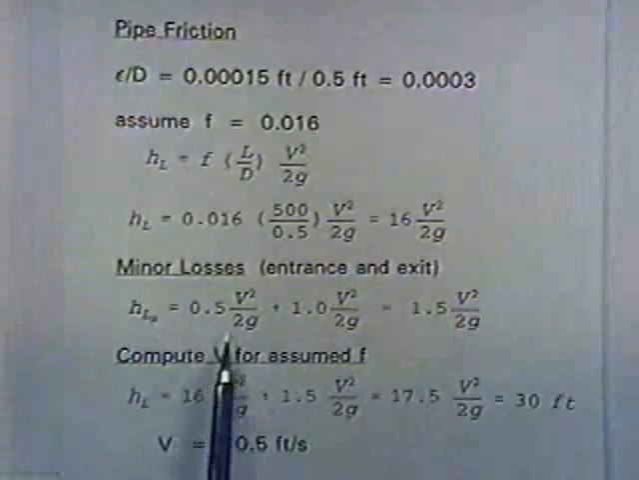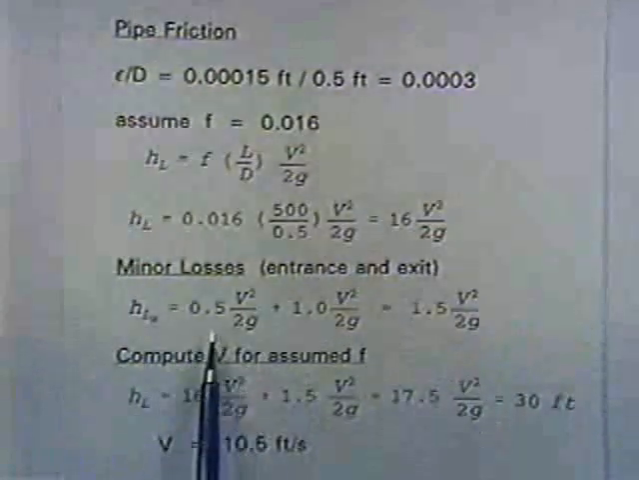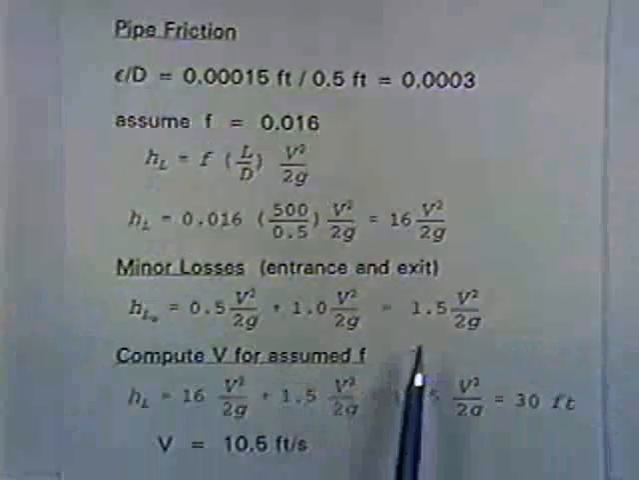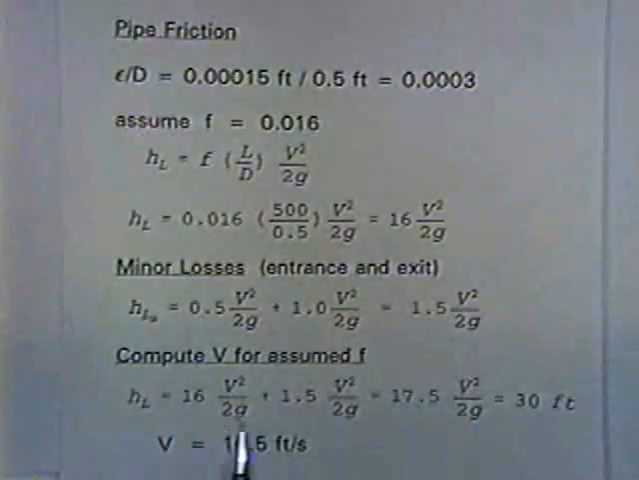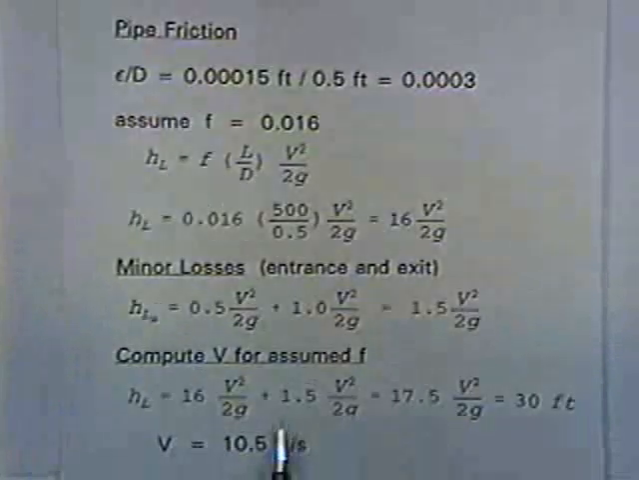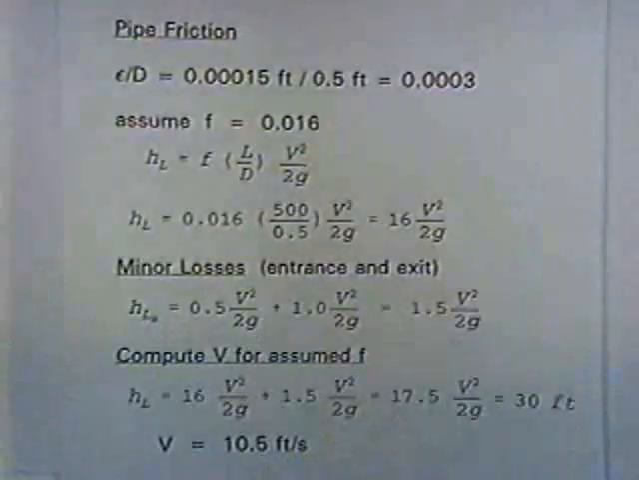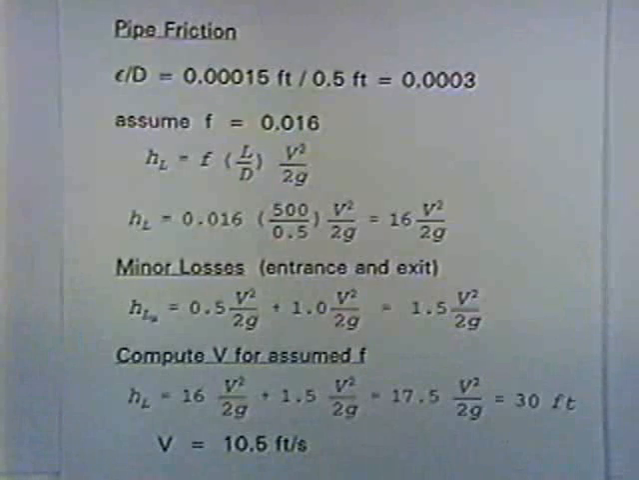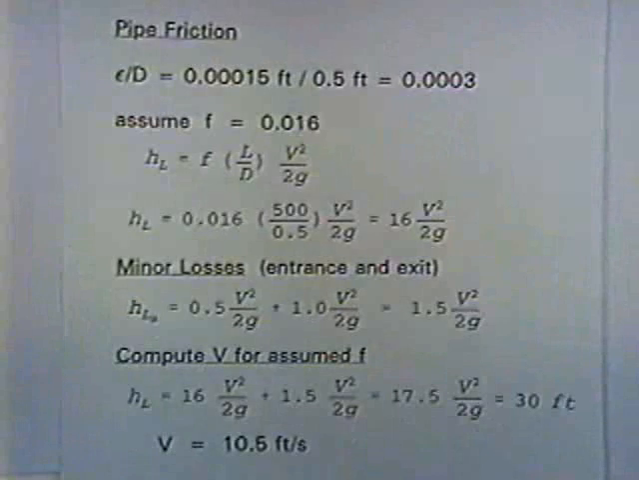And then the table tells us that for a square-edged entrance, the loss coefficient is 0.5, and we're using that. And so that tells us our minor losses are 1.5 times the velocity head. So when you add the losses in the pipe, 16 times velocity head, plus the minor losses, 1.5 times velocity head, you get 17.5 times velocity head. And we already know that's 30 feet, the difference in water surface between the two reservoirs. Everything in that equation we know; acceleration of gravity is 32.2 feet per second squared, so we solve for the velocity head, or solve for the velocity, to get 10.5 feet per second.